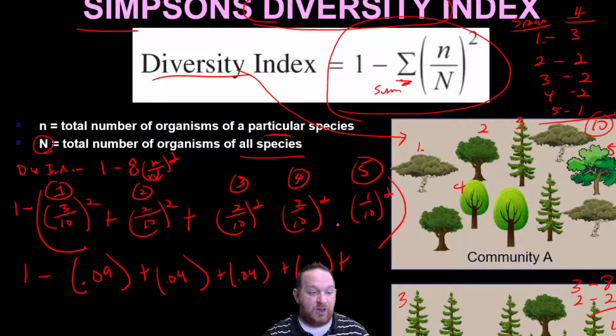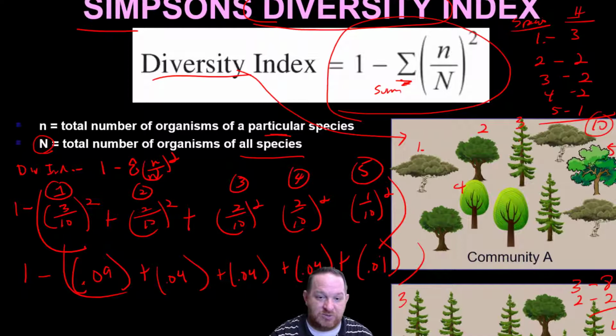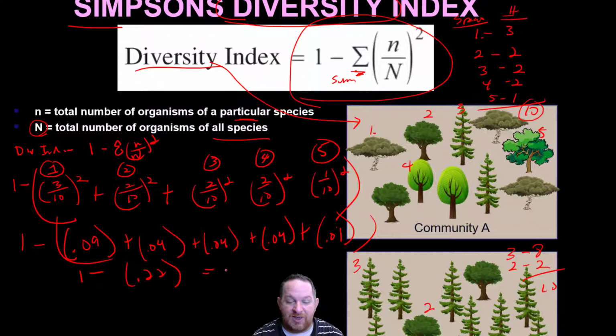So now we just add all these together. So once again, handy dandy calculator, 0.09 plus 0.04 plus 0.04 plus 0.04 plus 0.01. Look in your calculator, see if you got it right. I got 0.22. So now we're going to say 1 minus 0.22. If you do that math, what's that come out to? 0.78 is our diversity index for community A.